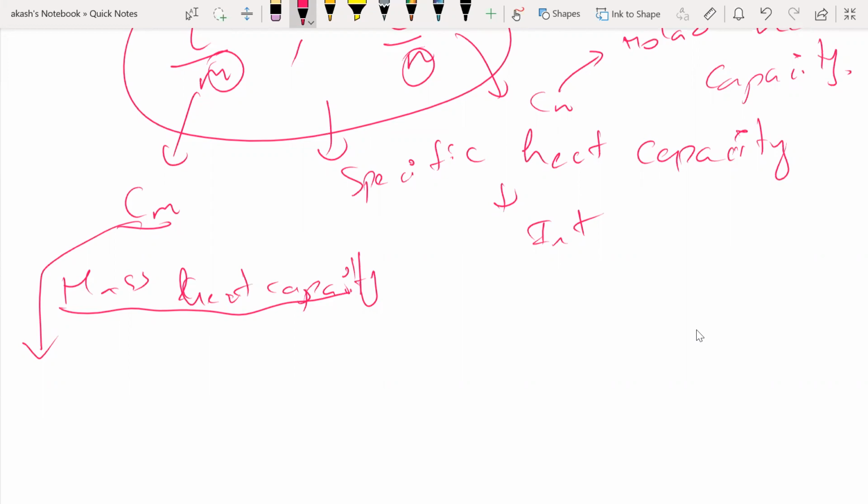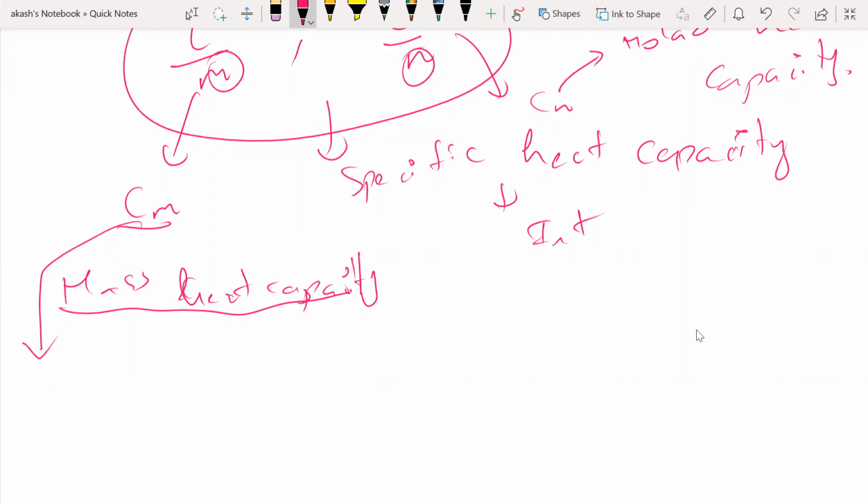of 1 gram of a substance. That's very important, 1 gram, right? It is the amount of heat required to raise the temperature. What did I say? It is the heat required to raise the temperature of 1 gram of a substance by 1 degree Celsius or by 1 Kelvin.